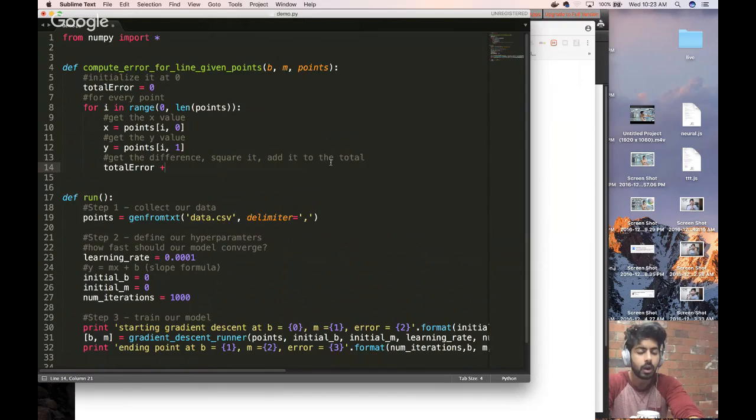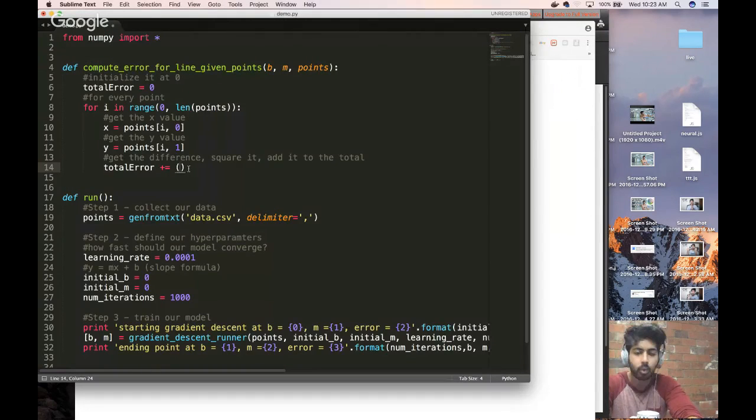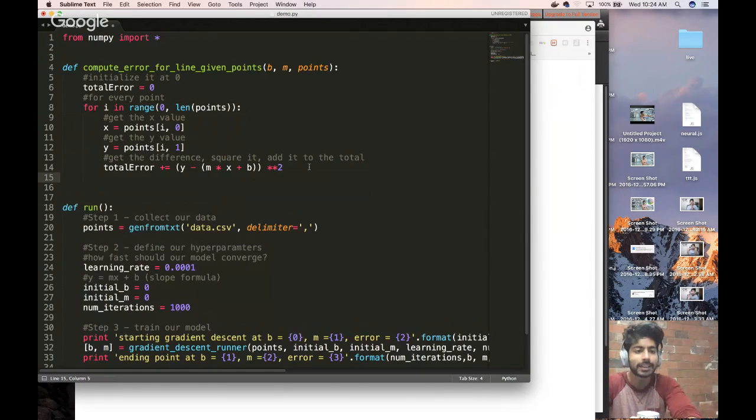So we're going to use plus equals because it's a summation, and we're going to programmatically show what I just talked about right here: y minus (mx plus b) squared. We get the sum of that, for every point. So this whole iteration loop is that equation, and that's going to give us the total value.